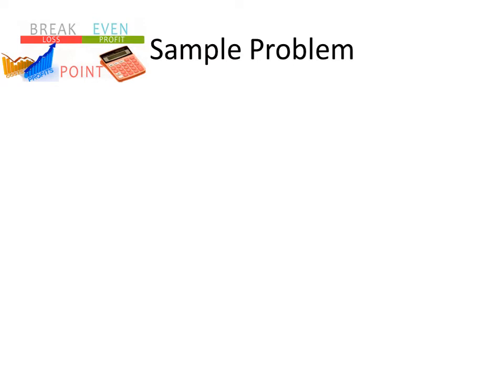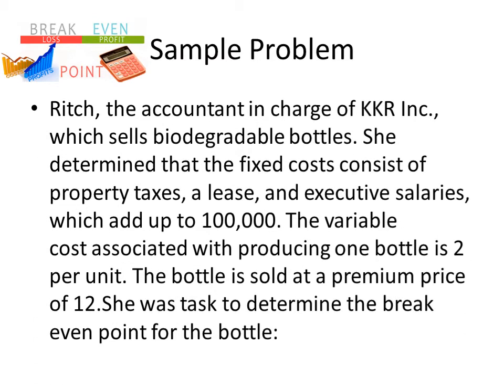Okay? Next, we have a sample problem. Say the accountant in charge of KKR Incorporated, which sells biodegradable bottles, determined that the fixed cost consists of property tax, a lease, and executive salaries, which add up to 100,000. The variable cost associated with producing one bottle is 2 per unit. The bottle is sold at the premium price of 12. She was tasked to determine the break-even point per bottle.